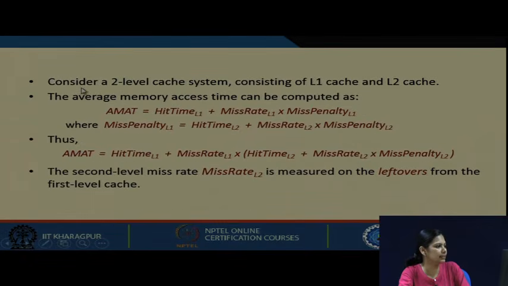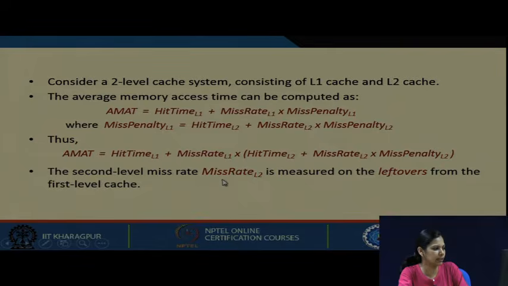So, let us consider this example. Consider a two-level cache system consisting of an L1 cache and an L2 cache. The average memory access time can be computed as hit time of L1 plus miss rate of L1 times miss penalty of L1. Now, what is the miss penalty of L1? Miss penalty of L1 is equivalent to hit time of L2 plus miss rate of L2 times miss penalty of L2. Thus, we put this miss penalty of L1 into the equation, and we get this particular equation.